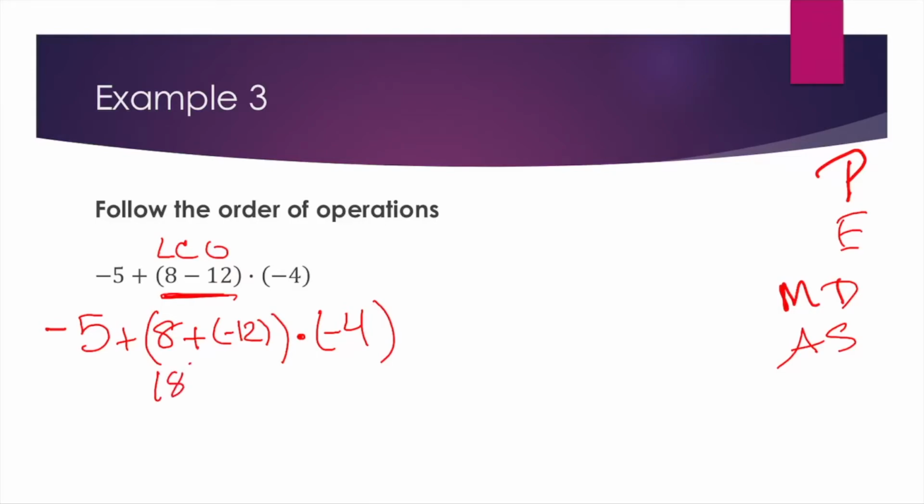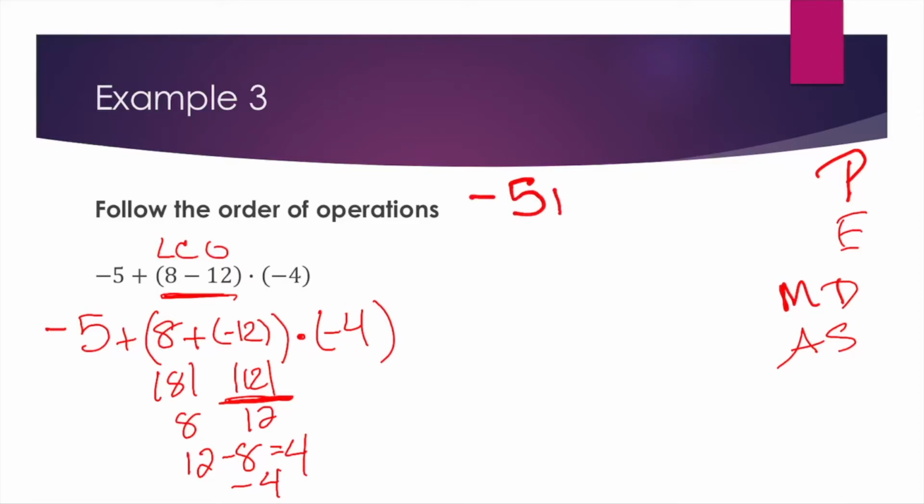So I find the absolute value of 8. I find the absolute value of 12. They're different signs, so I have to subtract them. 12 minus 8 is 4. And -12 has a higher absolute value, so that means that my answer here is -4. So then I'm going to write up over here on the top, I have -5 plus -4 times -4.